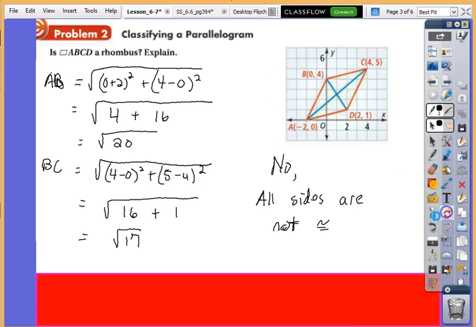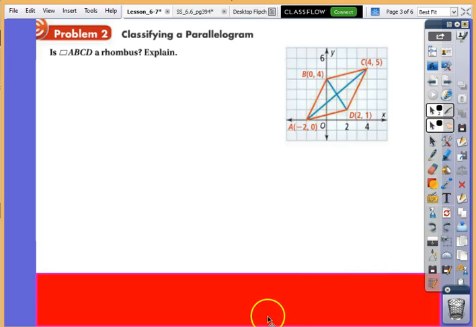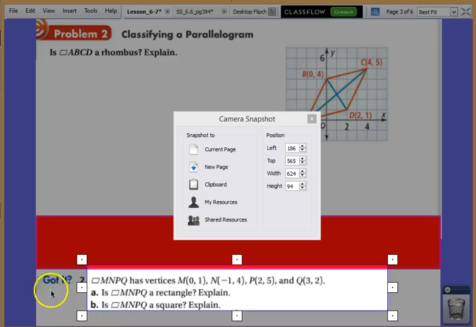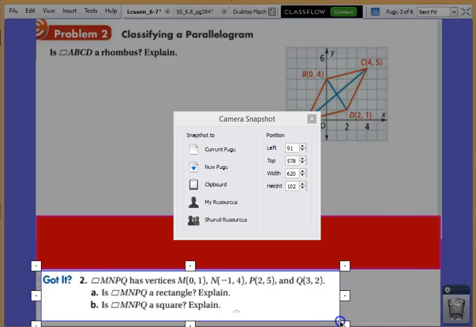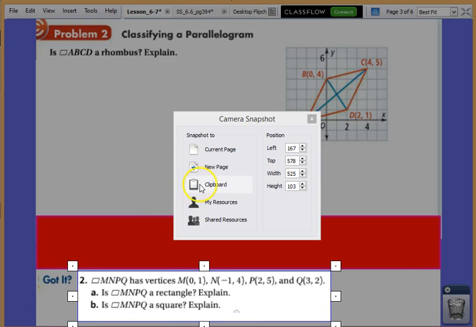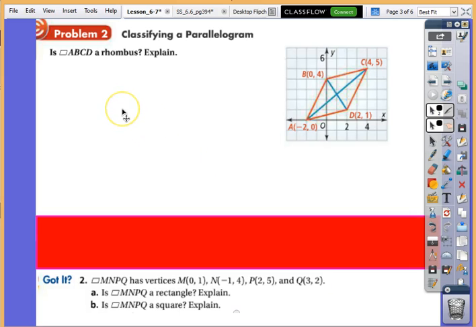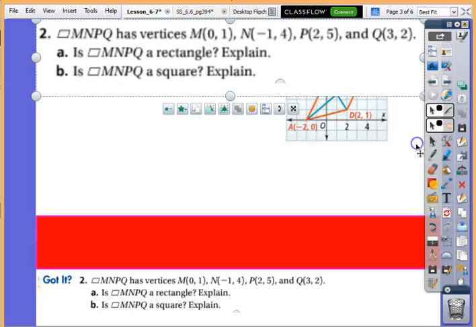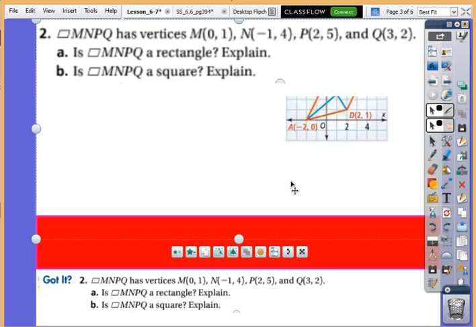All right. So what I'm going to let you guys do is your own question. And this is a two-parter. It says basically we're going to look at this four-sided figure, and based on its vertices, we are going to decide if it's a rectangle, and then explain why we think it's a rectangle, and then we're going to decide if it's a square.